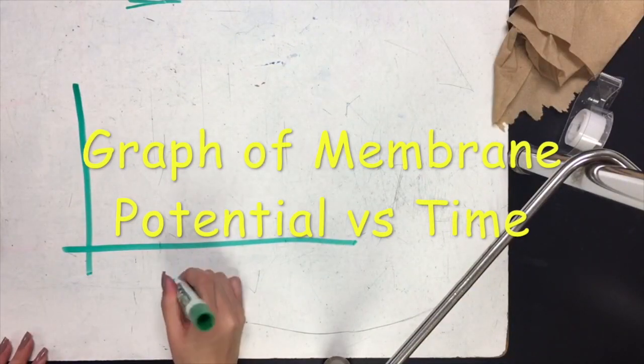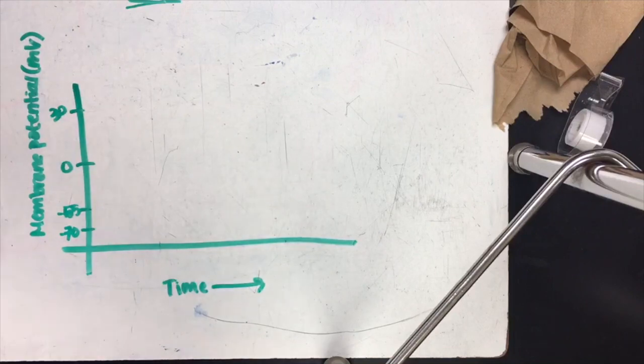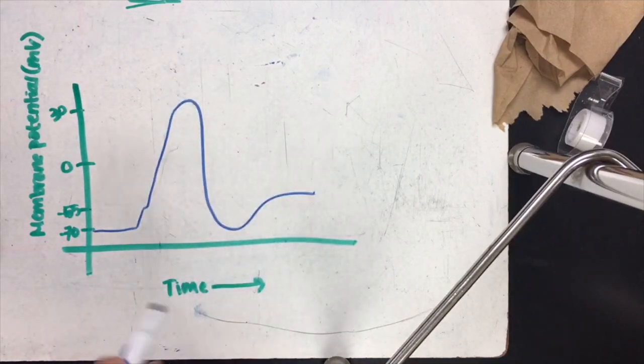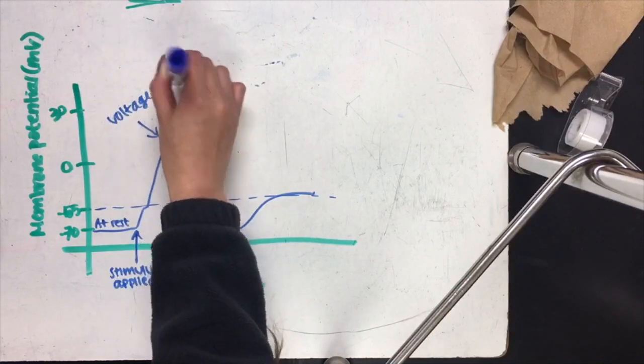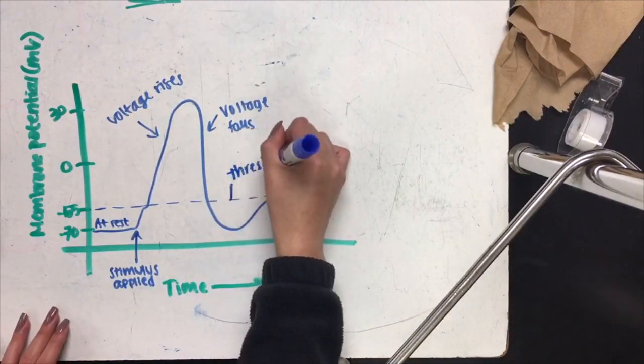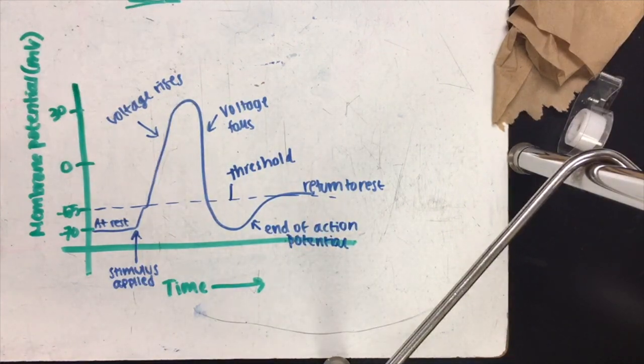At rest, the neuron has a membrane potential of -70 millivolts. When a stimulus is applied, the neuron increases in potential, crosses the threshold, and rises in potential about 30 millivolts. After reaching the maximum potential, the voltage falls below its resting potential at first and then rises slightly to the rest position.